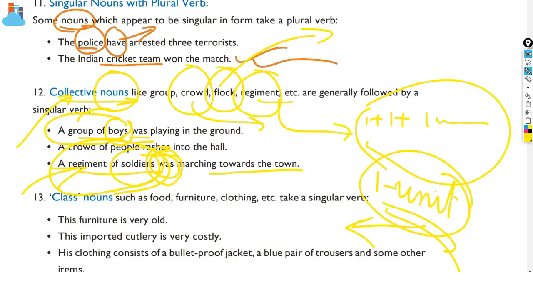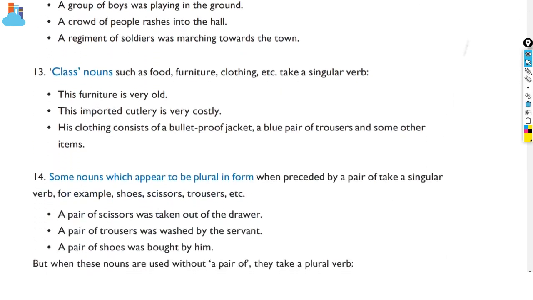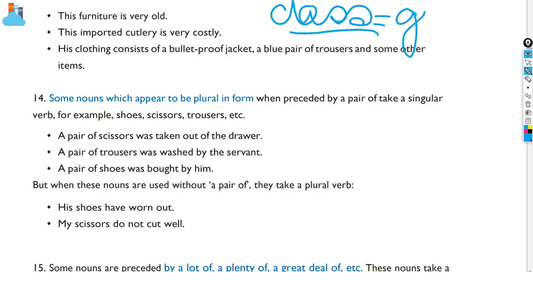Then let us go to the next rule. Let us continue. Again we are coming to another noun, another variety of the noun. This variety is called what? This is called the class noun, that actually specifies a particular class, a particular genre, or a species. This furniture is very old.